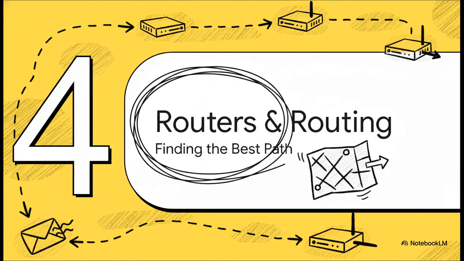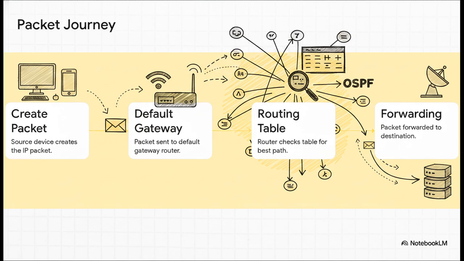All right, Section 4, Routers and Path Routing. Okay, let's step through the actual logic of a packet's journey. Step 1, your device creates the packet. Step 2, because the destination is outside your local network, something your device calculates instantly using its subnet mask and CIDR notation, it sends the packet directly to the default gateway, which is usually your router.